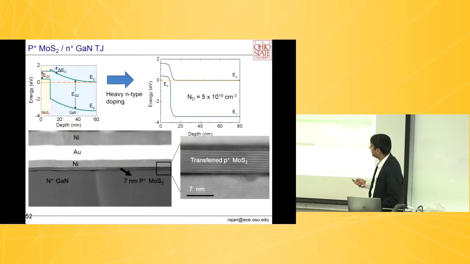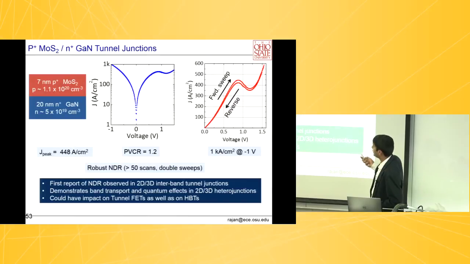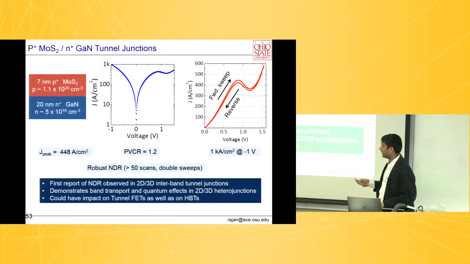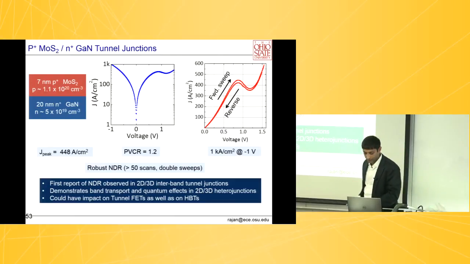Well, if you dope both of them very heavily, then you can actually make tunnel junctions. So this is basically an Esaki diode with P plus MoS2 and N plus GaN. And you can see here the characteristic NDR characteristics. And this is large area, right? So we actually just use stepper lithography to pattern everything.